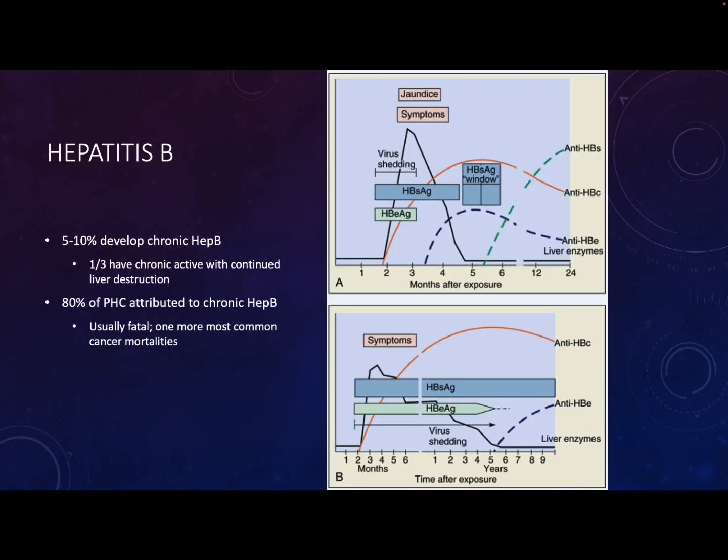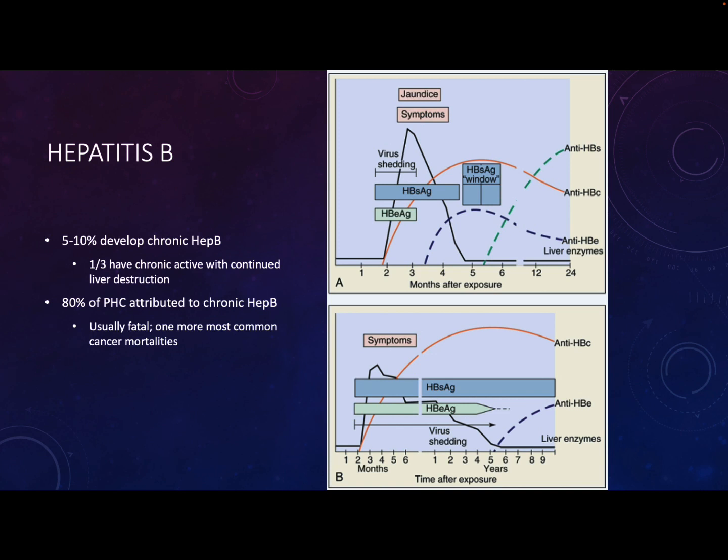Okay, so 5 to 10% of patients will develop chronic infection, and about 1/3 of those will have that chronic active form where the virus is continuing to replicate, you're continuing to have tissue destruction, you get the eventual development of cirrhosis and potentially the development of the primary hepatocellular carcinoma. Now, this is one of the important statistics. About 80% of that type of cancer, that primary hepatocellular carcinoma, are directly attributed to a chronic hepatitis B infection.